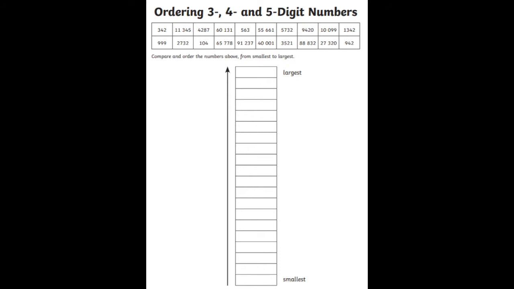Pause the video here to have a go at 3, 4 and 5 digit numbers. You'll be going from smallest to largest again, so draw out a place value chart to help you.